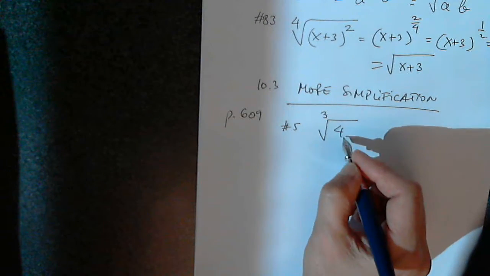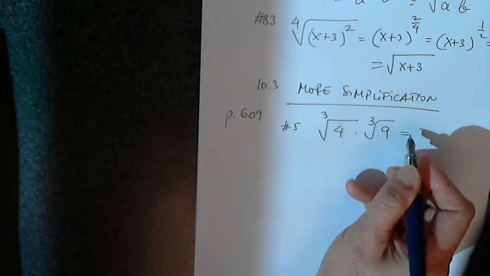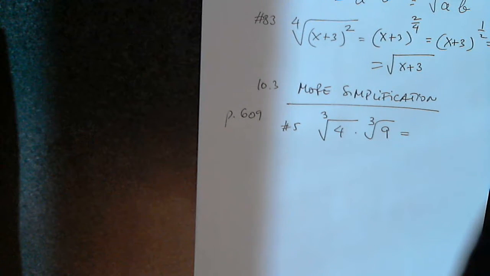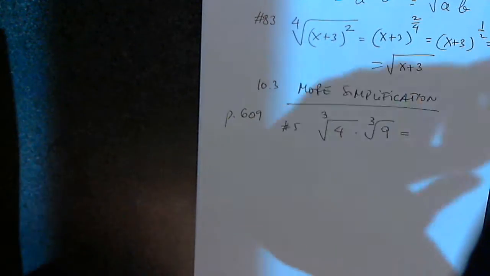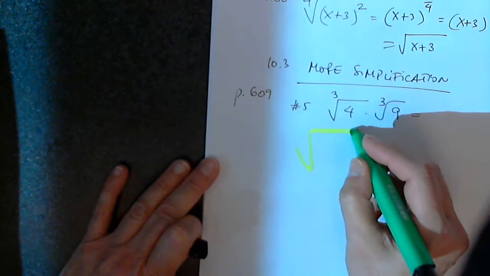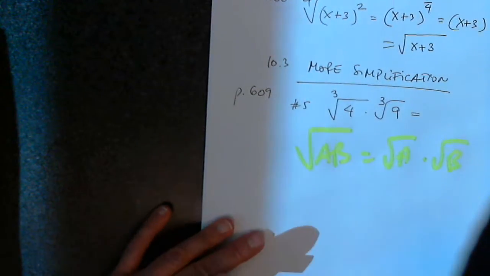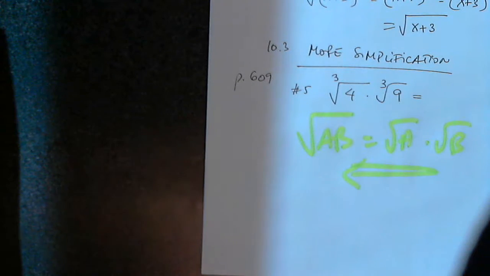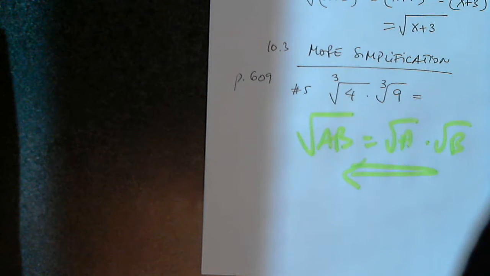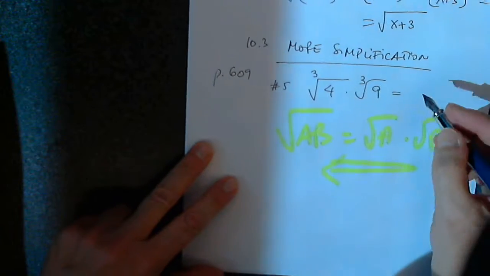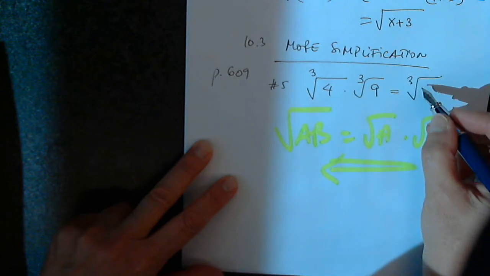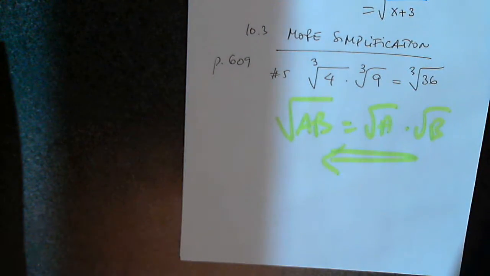The cube root of 4 times the cube root of 9. Let me remind you the rule that we looked at. The rule was this. Now I want to go backwards. With any index, as long as both radicals have the same index, otherwise I can't. Do they have the same index? Yes. So then this will be the cube root of 4 times 9. That's it. Very good.